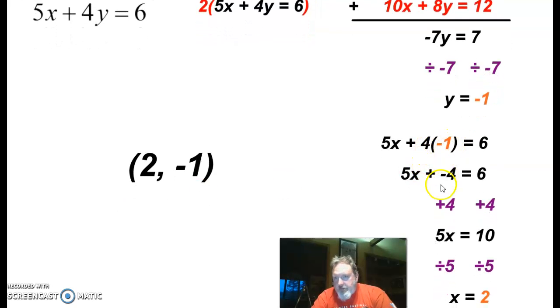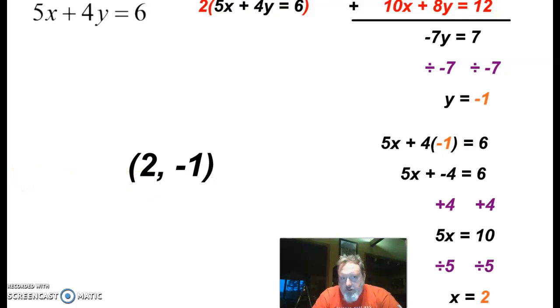So 4 times negative 1 is negative 4. We'll add 4 to both sides. And ultimately we're going to divide by 5, and x is 2. So again, we have x and y. Final step, write that as an ordered pair, (2, negative 1). And so as far as new material, these two slides cover that.